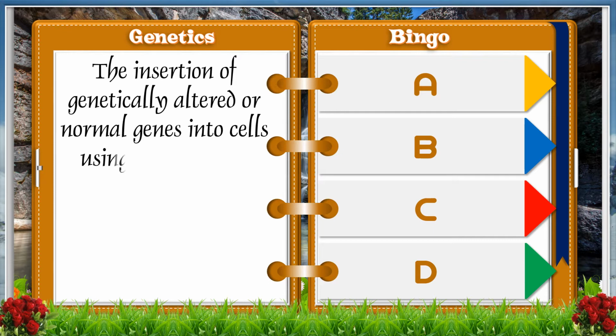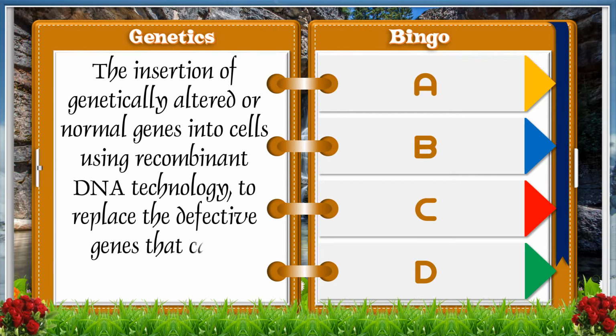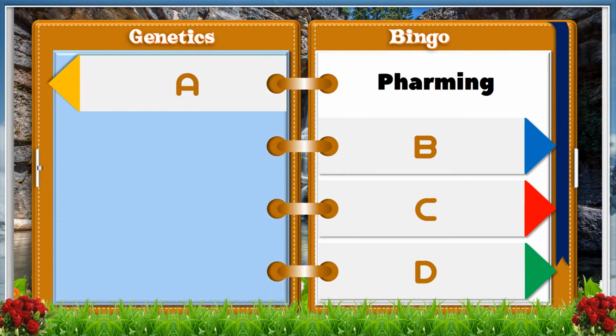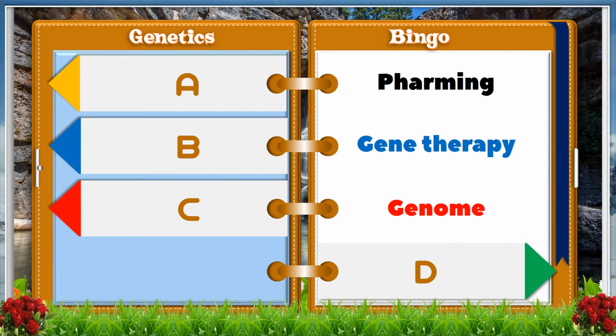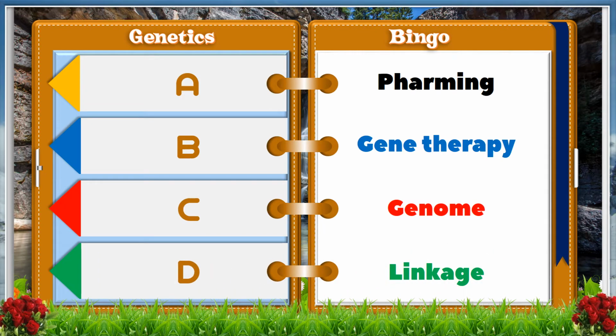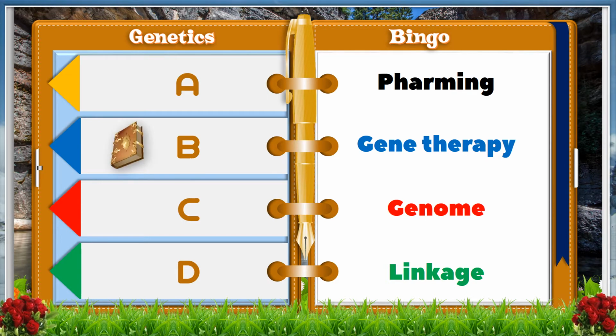The insertion of genetically altered or normal genes into cells using recombinant DNA technology to replace the defective genes that cause genetic disorder. A. Farming. B. Gene therapy. C. Genome. D. Linkage. And the answer is B. Gene therapy.